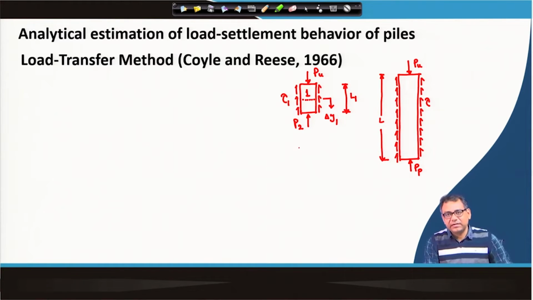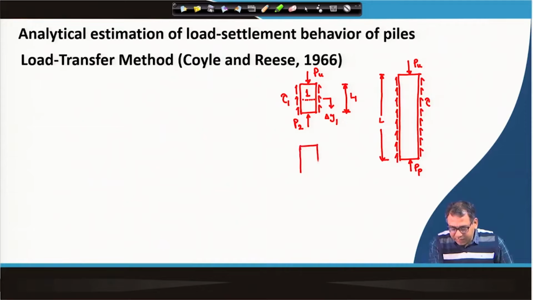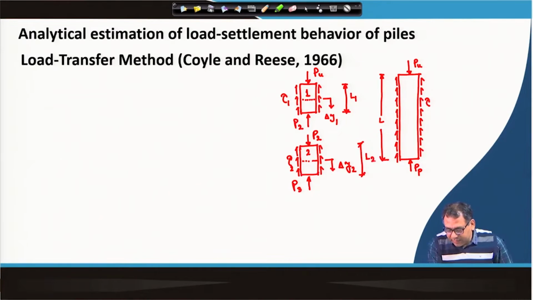Here 3 segments are taken. If you want, you can take more segments also. This is the segment 2. Similar forces will act here. Here the reaction is P2, so that will act here. Then there will be tau 2 for the second segment, the deflection at the center of the second segment will be del y 2, then there will be reaction P 3, and the thickness of the second segment is L 2. Now, there is a third segment.